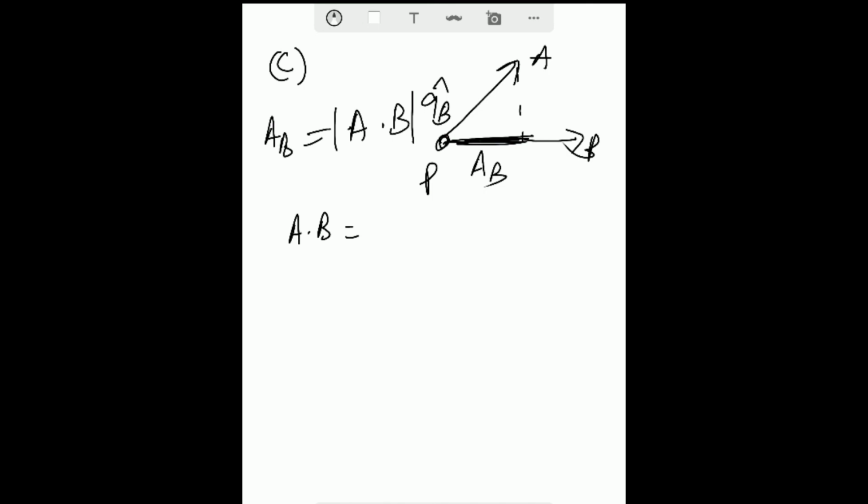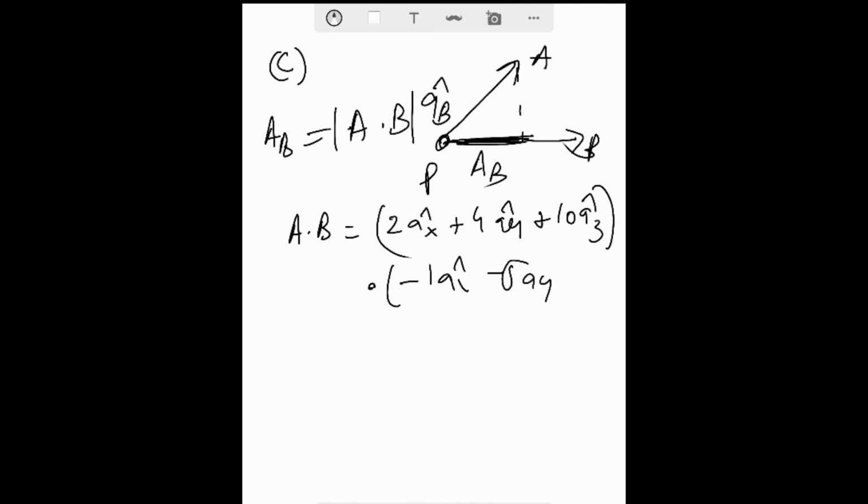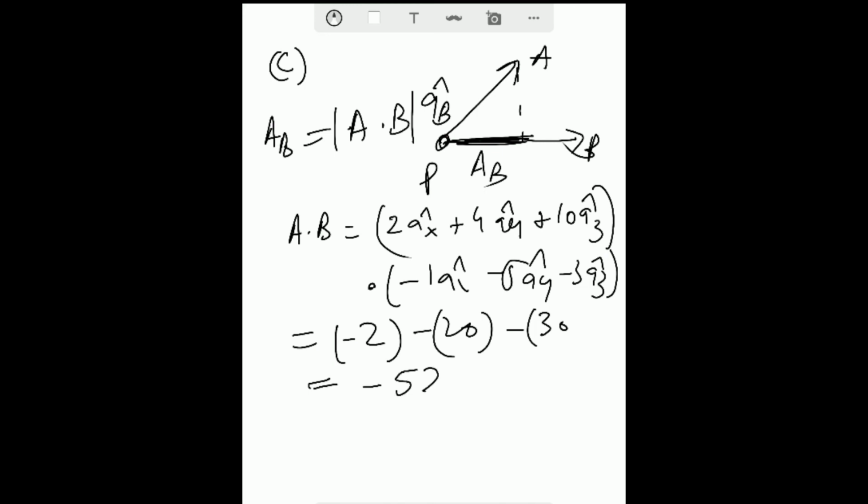So I have A, 2 ax plus 4 ay plus 10 az, dotted with minus 1 ax minus 5 ay minus 3 az. So that will be minus 2 minus 20 and minus 30. So that will be equal to minus 52.